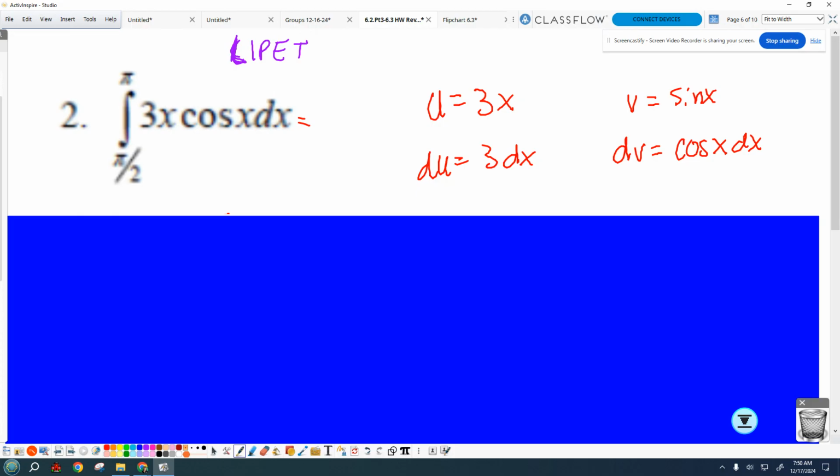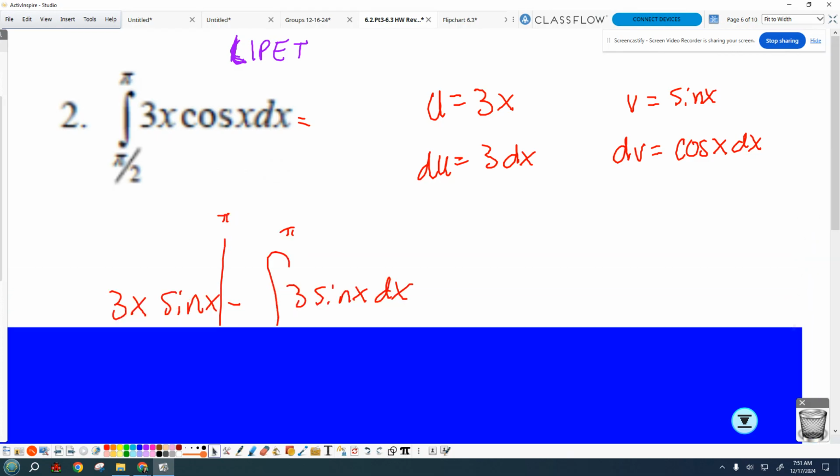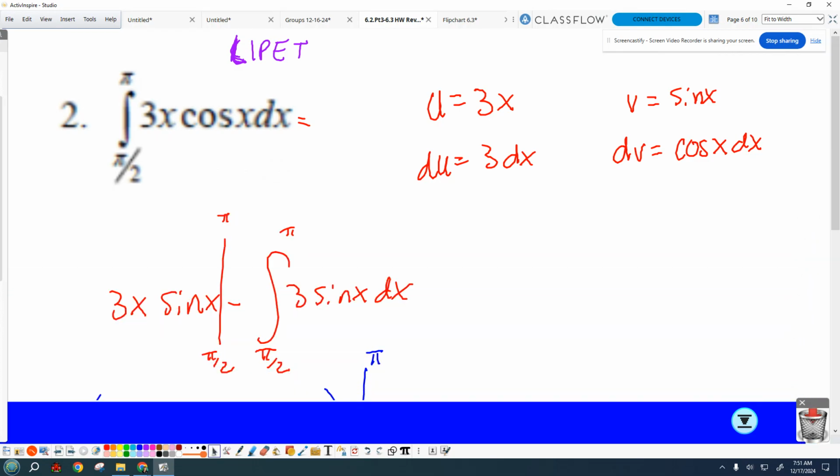L is log, which isn't in there. I is inverse trig, not there. Polynomials are the things with x's on it. That's a polynomial. I could do that times cosine. And it means that I'm going to have to do 8 derivatives, there's going to be 8 pieces to it, and that would suck. But it's doable.